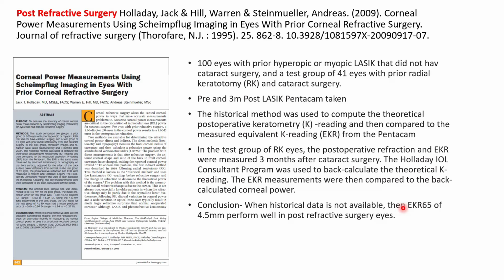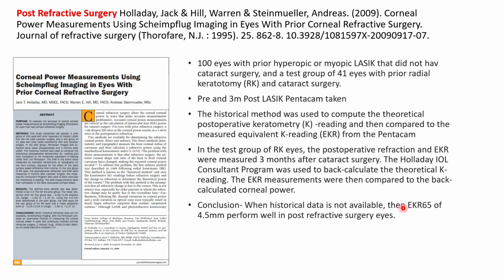In a pilot study conducted by Holladay et al., the first study they published regarding the EKR 65 maps, they considered 100 eyes with prior hyperopic or myopic LASIK that did not have cataract surgery, and a test group of 41 eyes with prior RK who eventually underwent cataract surgery. Pre and post LASIK Pentacam were taken at 3 months, and the historical method was used to compute the theoretical postoperative K, which was then compared to the measured equivalent K reading from the Pentacam.